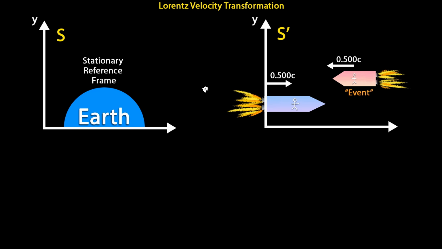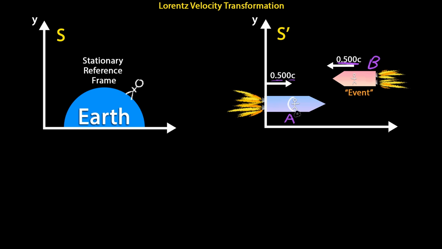So we've got two spacecraft here, and I've labelled them A and B, and they're moving in opposite directions to one another. An observer on Earth measures the speed of spacecraft A to be 0.500 of the speed of light in the positive x direction. And the speed of spacecraft B is a negative 0.5 times the speed of light.